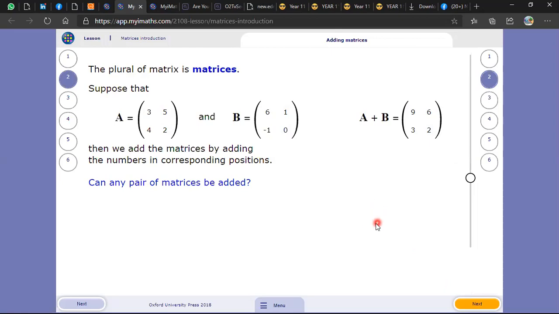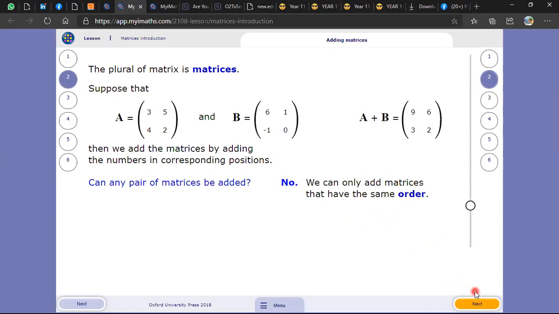Now, when we talk about any pair of matrices, what we're talking about is, can you add any type of orders together? Maybe 2 by 2 added to 2 by 3, or 2 by 2 added to 1 by 2, or 2 by 3 added to 5 by 2. Is that possible? Can we just add any pair of matrices together? The answer is no.